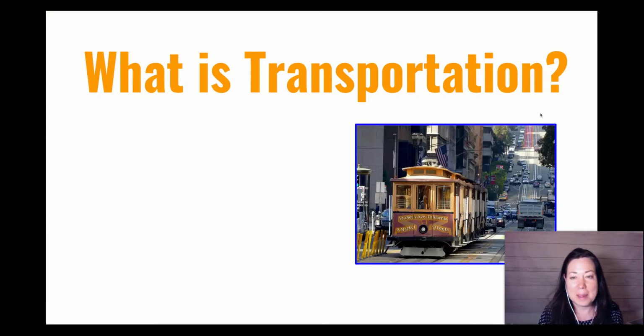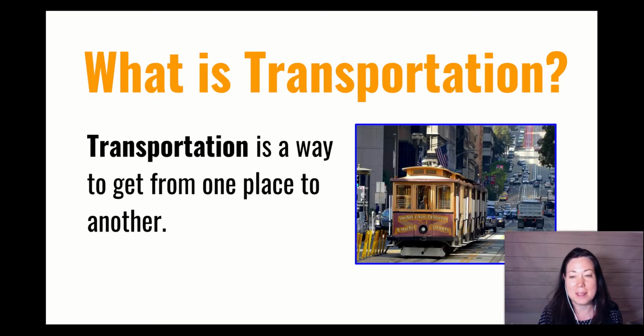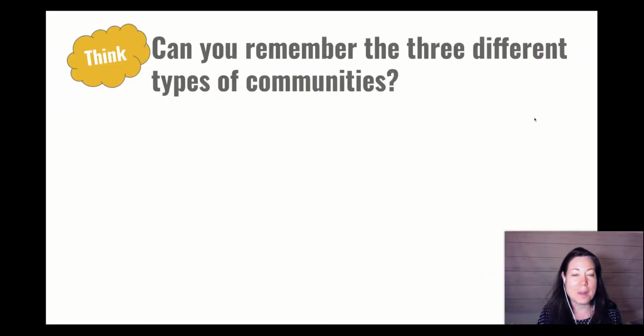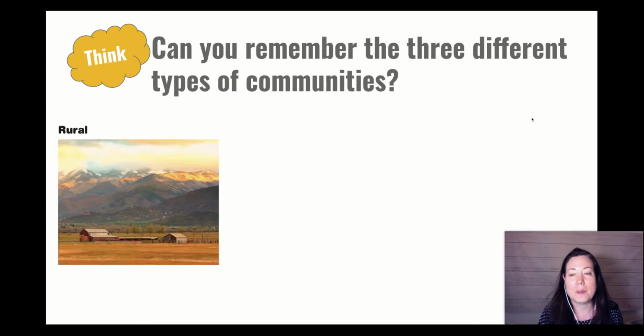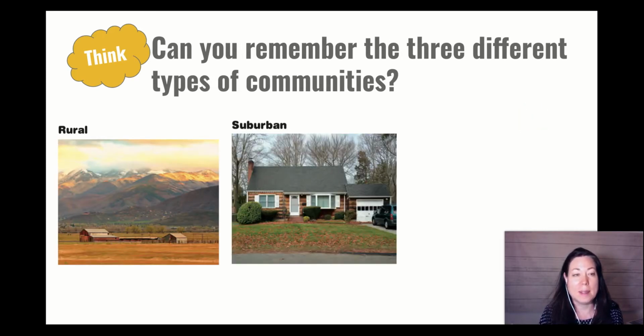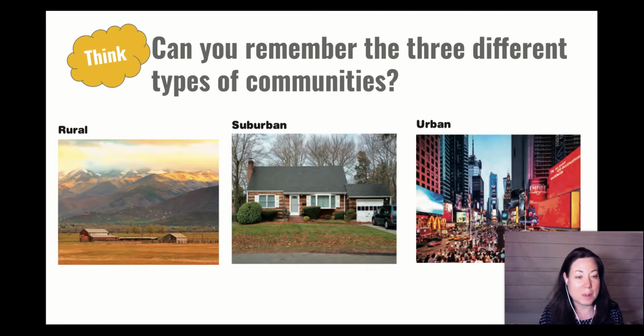Remember last time that we talked about what transportation means, a way to get from one place to another. And we're going to look at how that works in different types of communities that we're learning about. Rural, suburban, and last time we learned about urban, how we got around in an urban community like New York City. Today we're going to learn about rural and suburban.